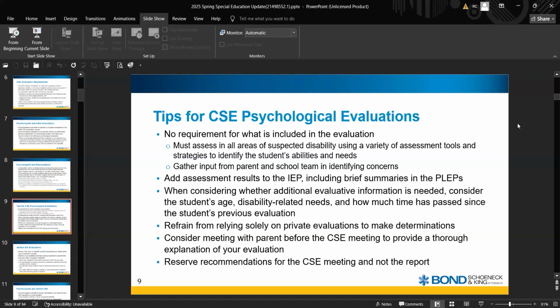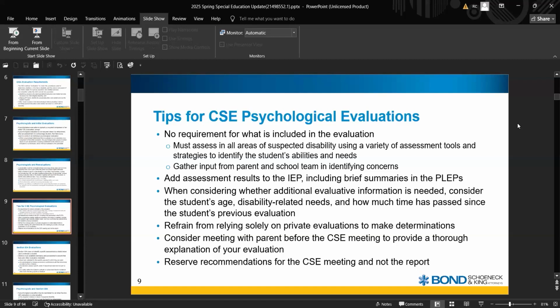Oh, another tip for psychological evaluations. I strongly recommend that we don't put specific recommendations in a psych report. And I know that as psychologists, and I think everyone here knows I was a school psychologist, we're trained to put tons of recommendations in reports. I used to have page after page after page in grad school of recommendations. But doing that in your report can cause a couple of problems.